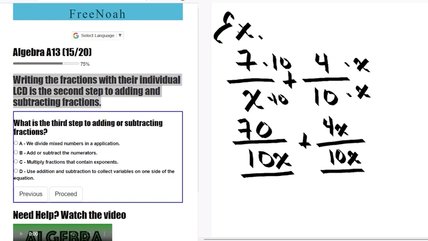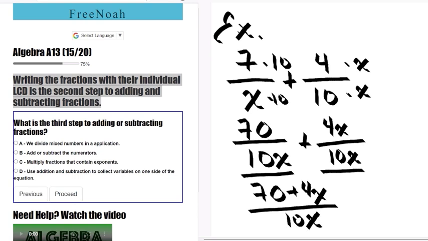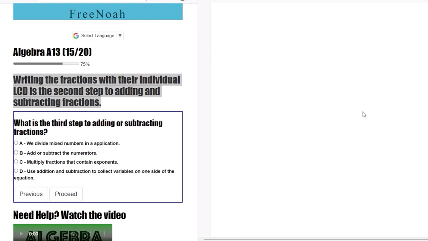All right, 70 over 10x. So now we can do some addition. You know, if we want to go ahead and add it, 70 plus 4x over 10x.